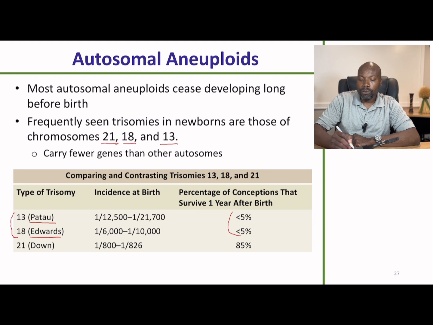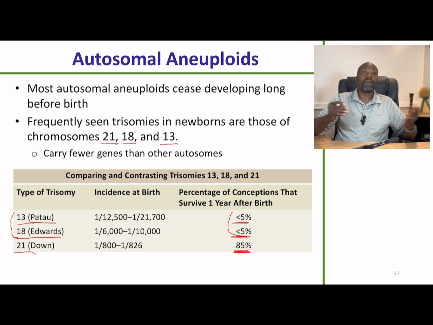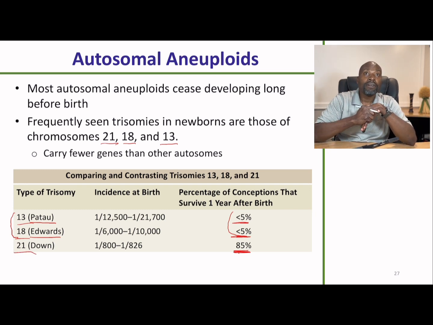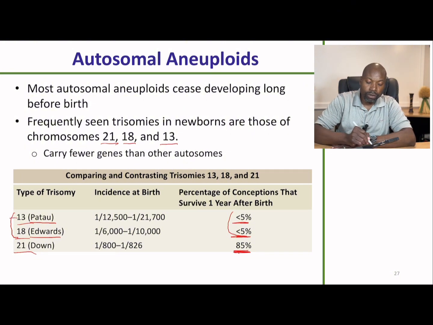So survival rate 1 year after birth is less than 5% for trisomy 13 and less than 5% for trisomy 18, while that survival rate is going to jump to 85% for Down syndrome, right? That's why in the population, you are going to have more people with Down syndrome than any of these other syndromes.